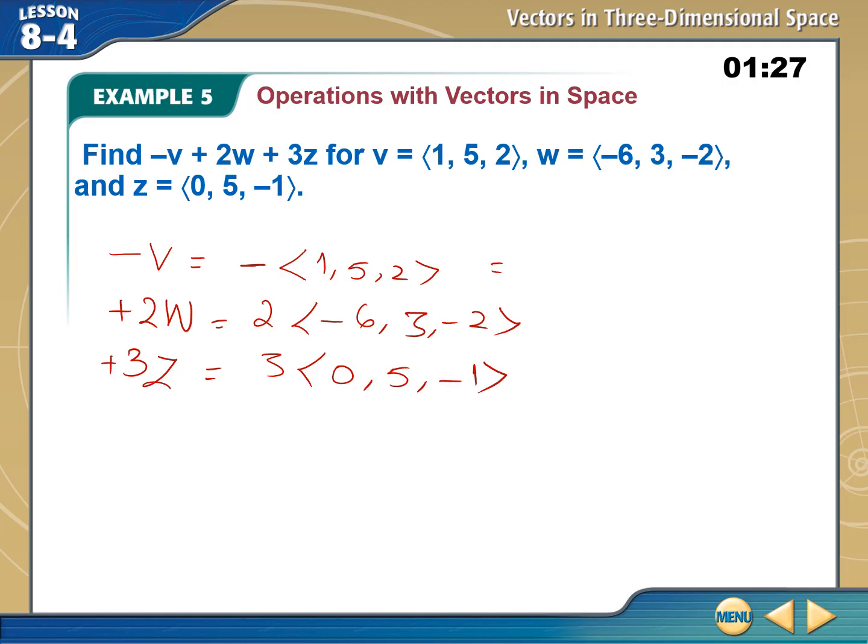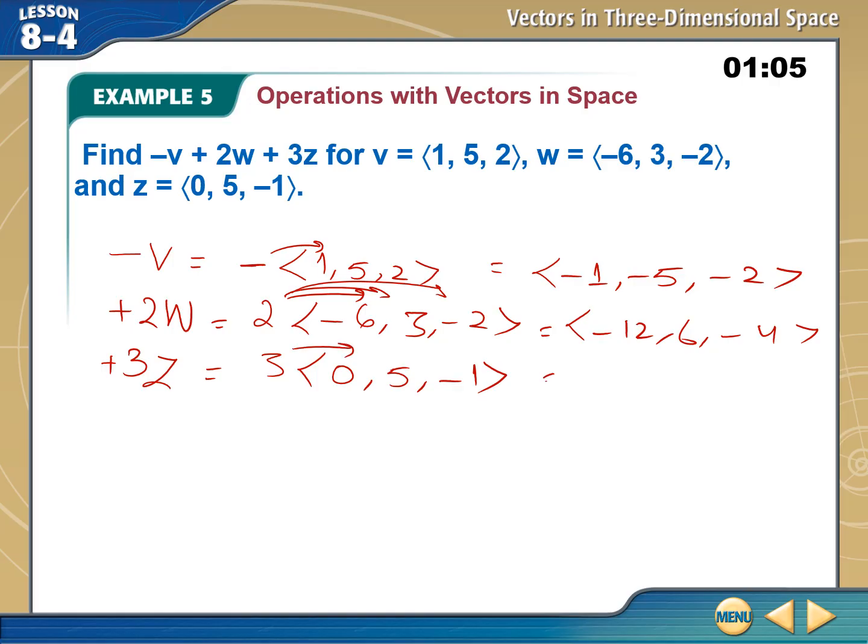Okay, multiply. Negative times 1, it's negative 1, negative times 5, negative 5, negative times 2 is negative 2. 2 times negative 6, negative 12, 2 times 3, 6, and 2 times negative 2 is negative 4. 3 times 0 for the z vector, so 3 times 0 is 0. 3 times 5 is 15. And 3 times negative 1 is negative 3.